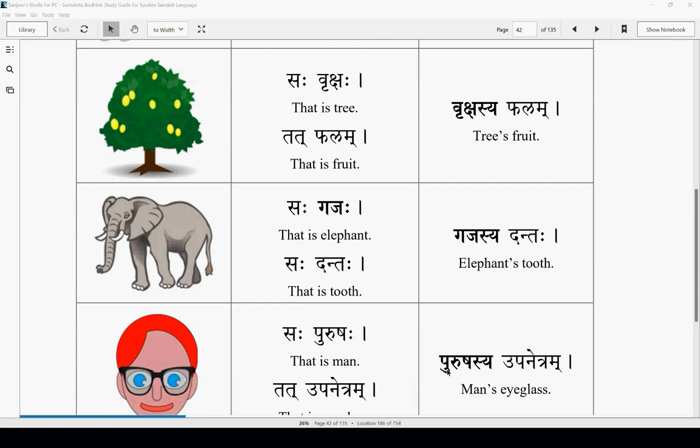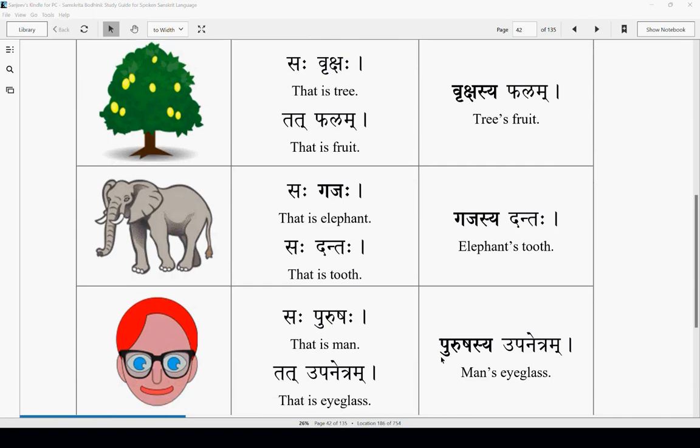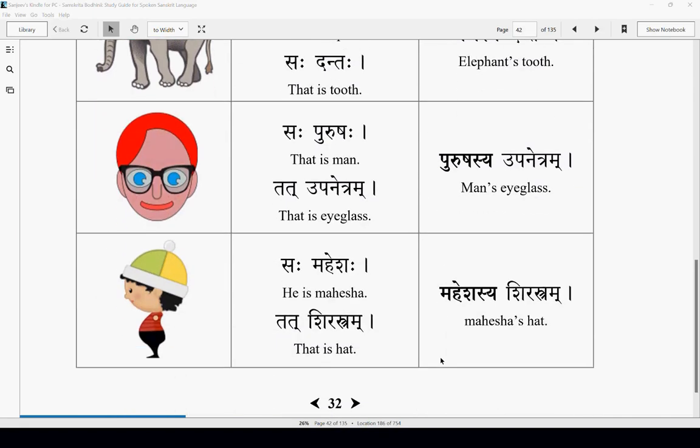Any question about any meaning? No, sir. Thank you. Okay, next, the last one. Saha maheshaha tat shirastram. Is it correct? Yes. Maheshasya shirastram.